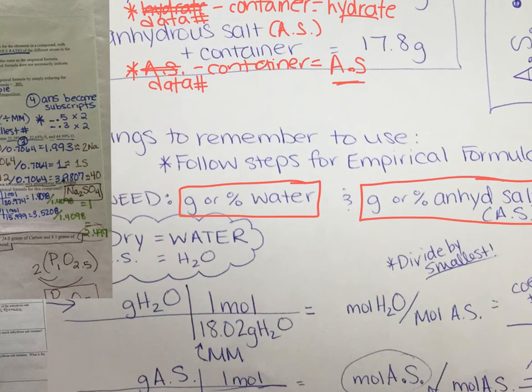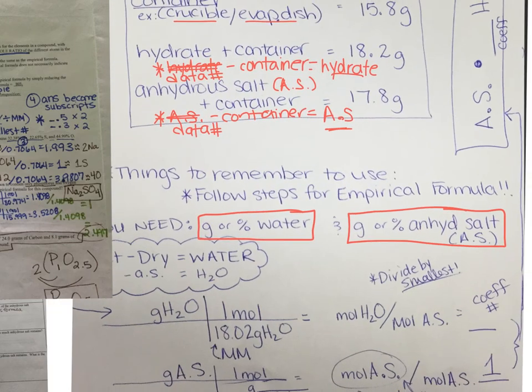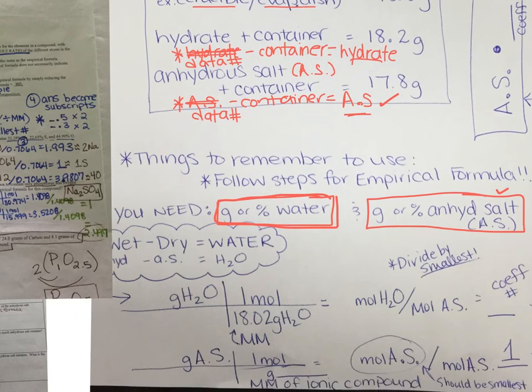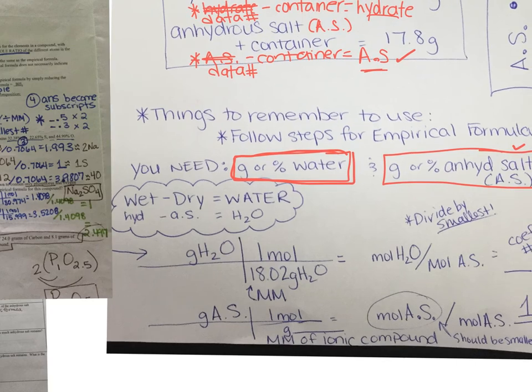So if you notice from what we just did above on that little data table, we were able to get our anhydrous salt, right? Like this part was okay. But how are we going to get grams or percent of the water? If you look right below it on your page, I wrote a reminder of what we said when we first talked about hydrates. The wet minus dry equals water.